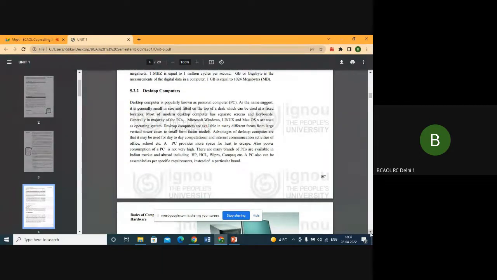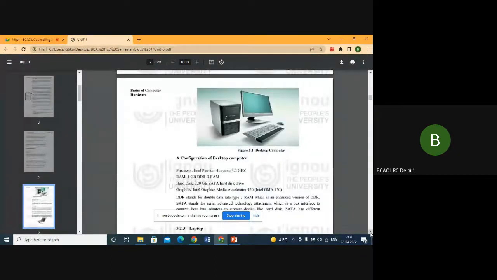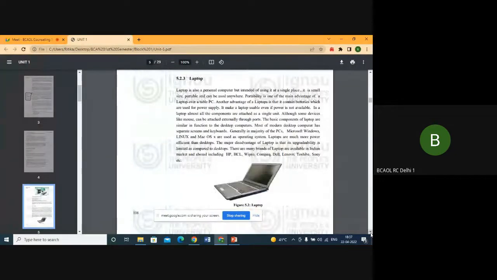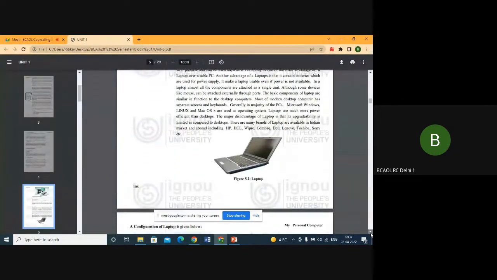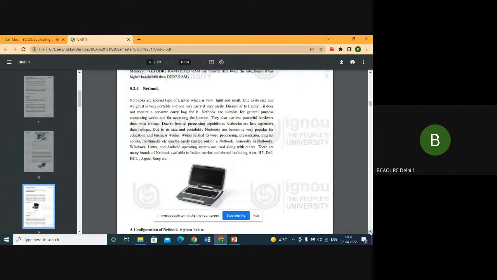Then the desktop computer is normal, your own desktop they are talking about. Many companies are making desktop computers. Laptops are there. Many companies are also making laptops accordingly. They are portable devices, right? So they are saying 320 GB SATA hard disk, processor P6200. But nowadays, much higher laptops have come. Nowadays, people are using only laptops. No desktops are used.